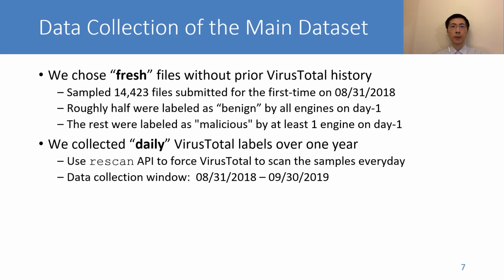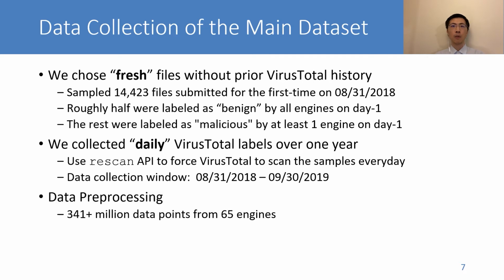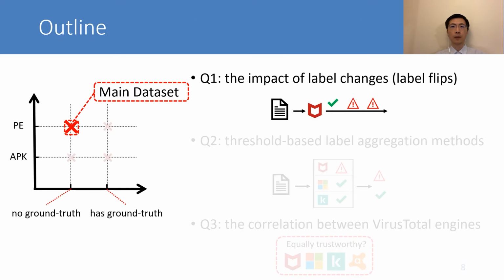We collected their VirusTotal daily detection results over 1 year. We used the rescan API to force VirusTotal engines to analyze the files every day. We then used the report API to query the latest scanning results every day. We successfully collected VirusTotal labels on 378 days. After removing some engines with too few results, we have more than 300 million data points from 65 engines for our measurement. Next, I will discuss the impact of label changes.